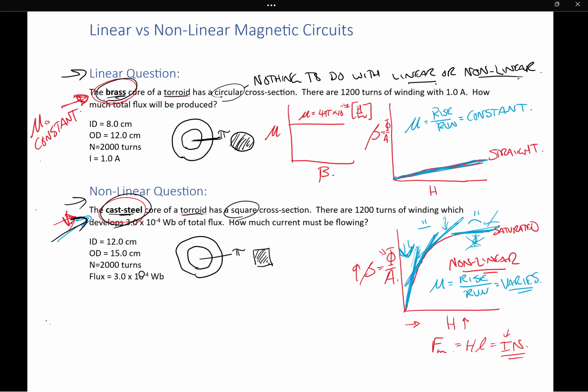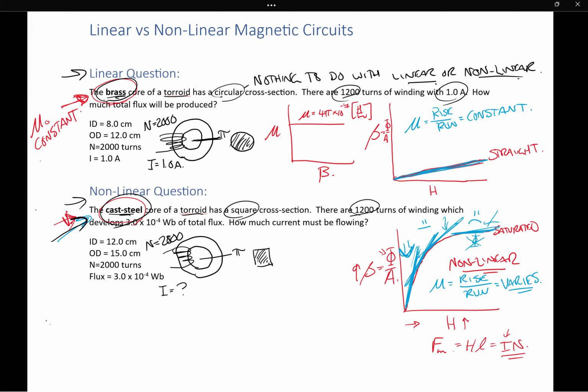All right, no problem. Then it has 1,200 turns in each one, which has nothing to do with whether it's linear or nonlinear. Here are the turns in each one. This one has a current of 1 amp. This one has a current of, we don't know. There are N equals 2,000 turns in this one. Again, nothing to do with whether it's linear or nonlinear.